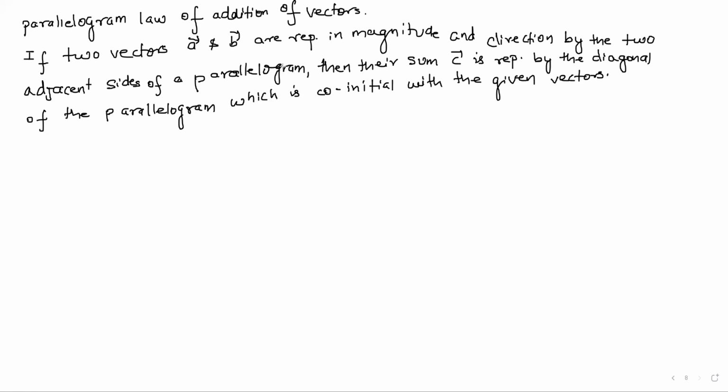So the theorem is, if two vectors A and B are represented in magnitude and direction by the two adjacent sides of a parallelogram, then the sum is represented by the diagonal of the parallelogram. Okay, so that means first of all we will draw a parallelogram.